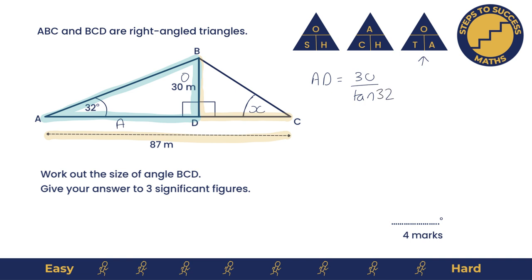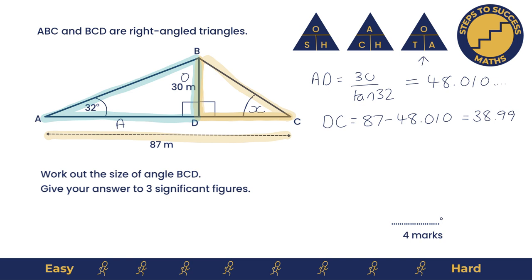Put that on our calculator, 30 divided by tan 32, and we get 48.010... Let's leave that on our calculator for a minute. Now we want to know the length D to C. So if we do 87 minus our length for A to D, the answer we've got, we can find what D to C is. So that's 38.99. And now we're going to use this new triangle over here, BDC, to find the size of angle X.